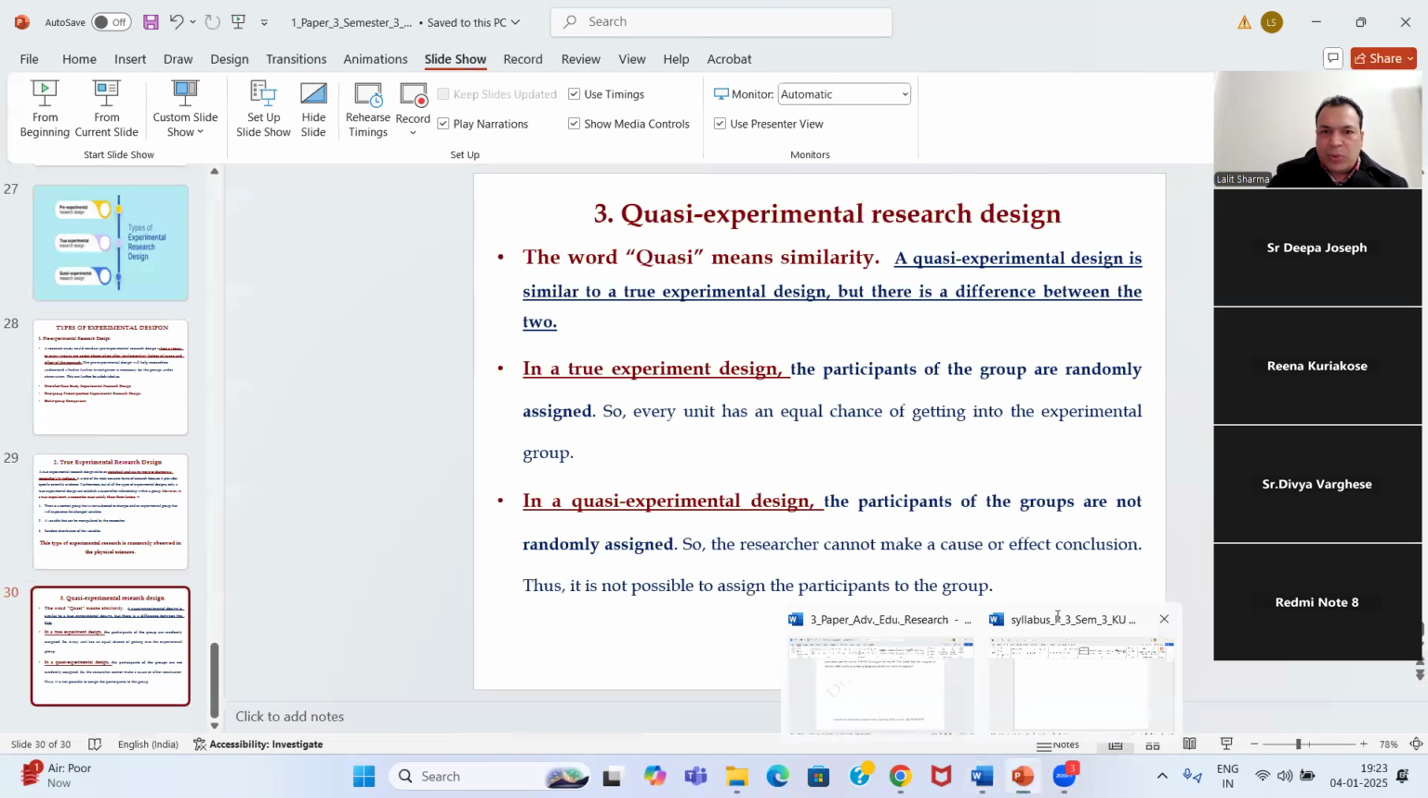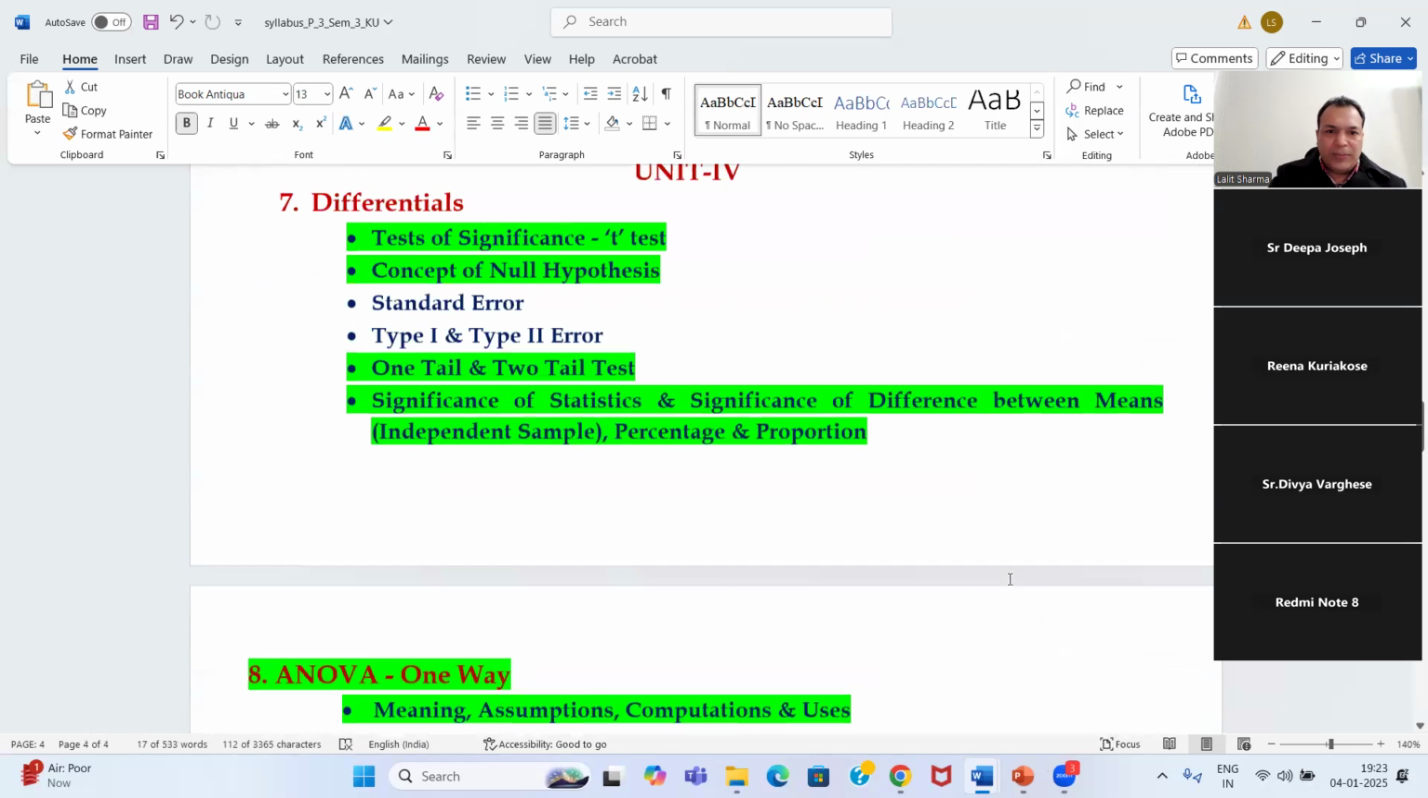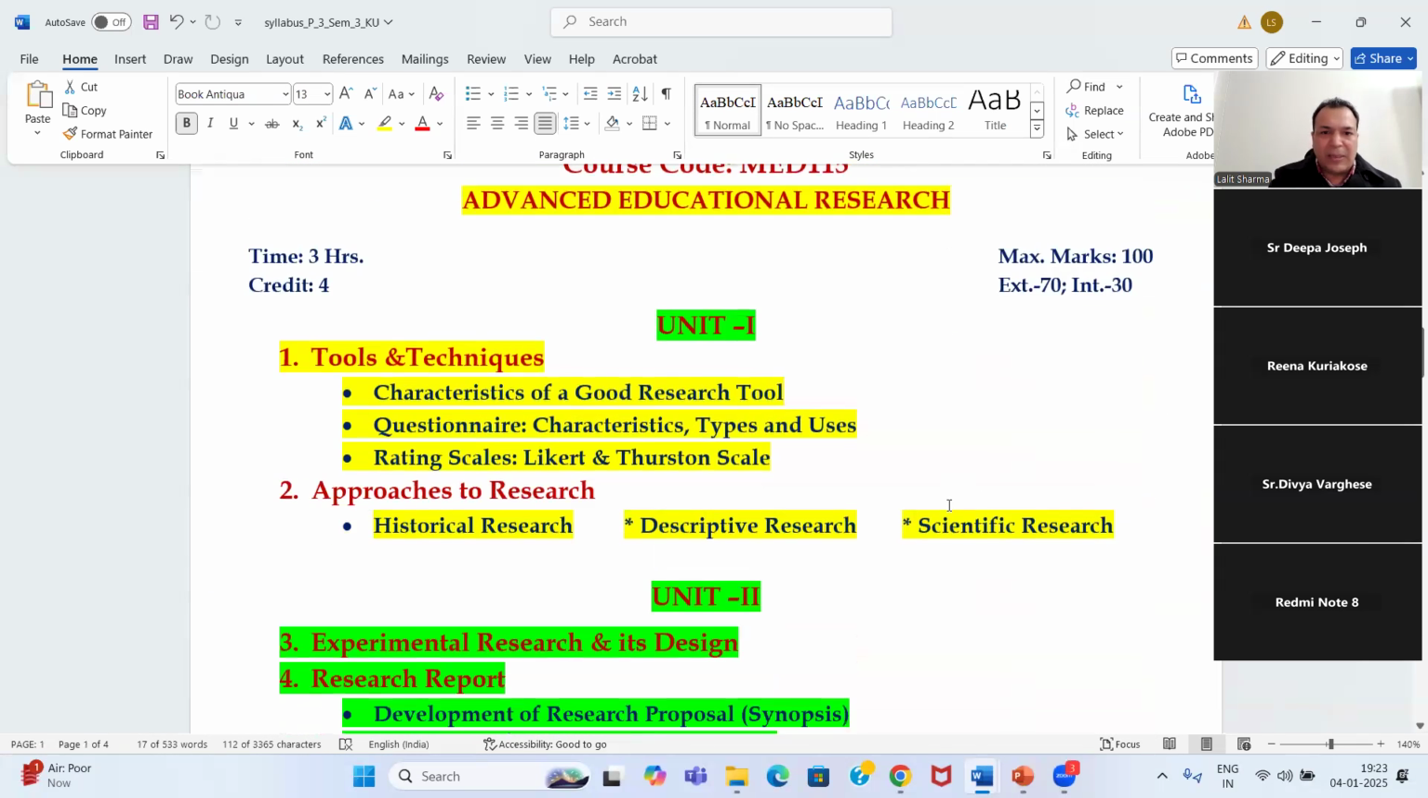Now I come to this syllabus. I see that this is right. ये our syllabus था हमारा.